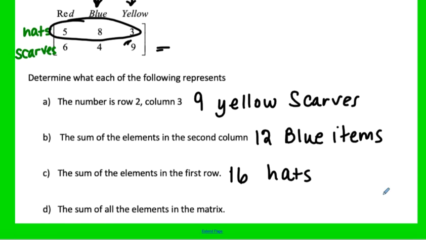Okay, a couple more. The sum of all the elements in the matrix. So 5 plus 8 plus 3 plus 6 plus 4 plus 9. I think that gives me 35. So there's 35 hats and scarves. And that's how you read and interpret a matrix.